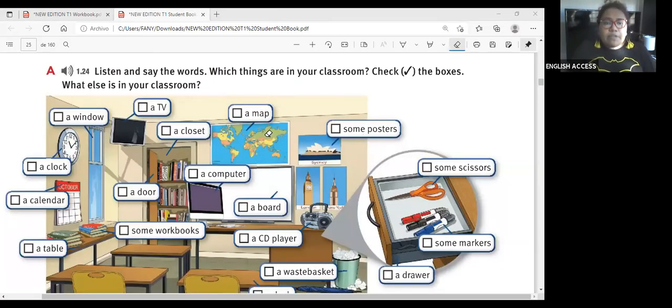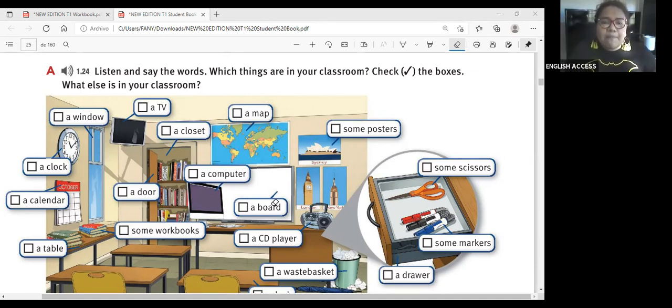Okay, first, we're gonna learn a little bit of vocabulary. Here we have some vocabulary that we are gonna learn today, okay? So remember that yesterday we were learning that when we have a singular noun, we use a or an. But if it's a plural noun, we use some, okay? So we're gonna review a little bit of that, and we're gonna learn new words, okay?